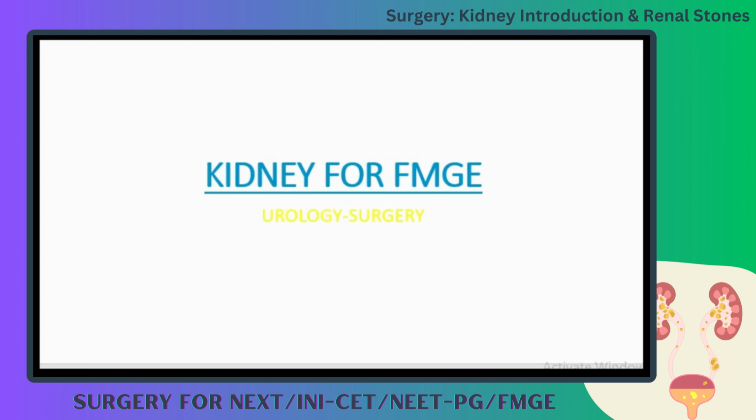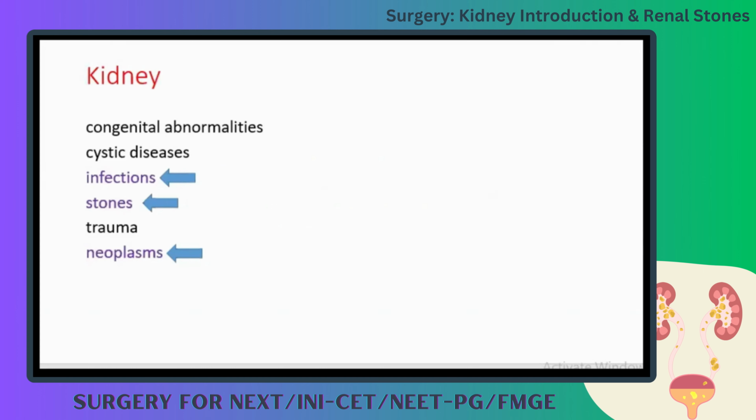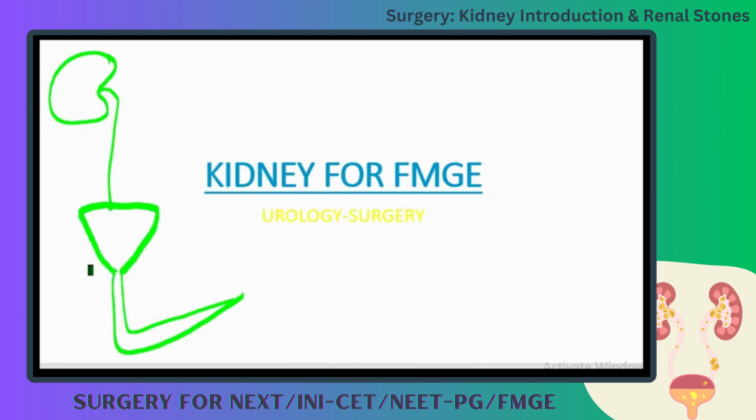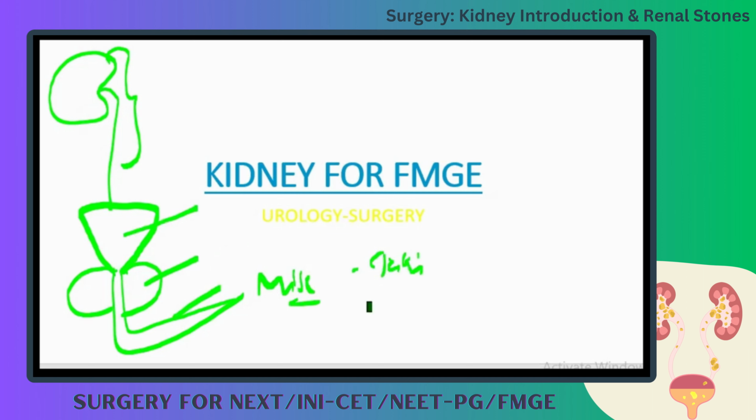Kidney is a very important topic. In urology, we'll be discussing first the kidney, then the ureter, then the bladder, then the urethra and prostate. This is the order we will go. Kidney and ureter, bladder, prostate, urethra and miscellaneous topics like testis, penis, trauma. This we will discuss in urology.